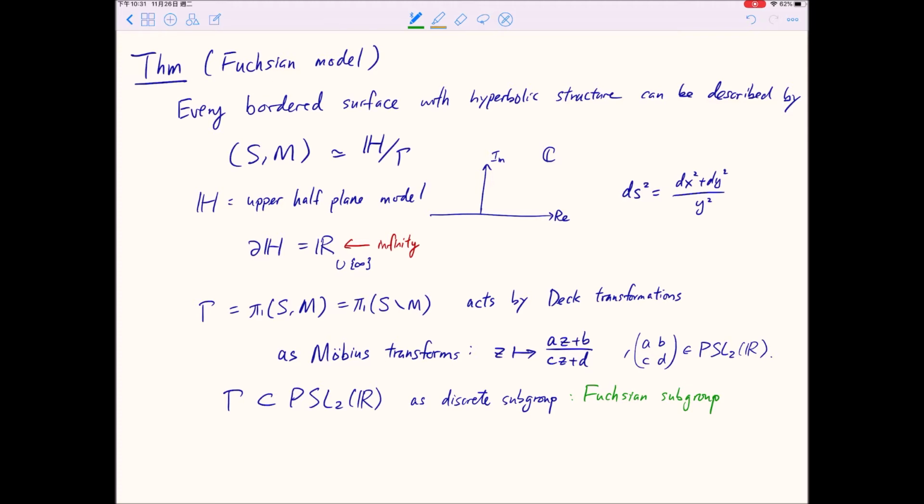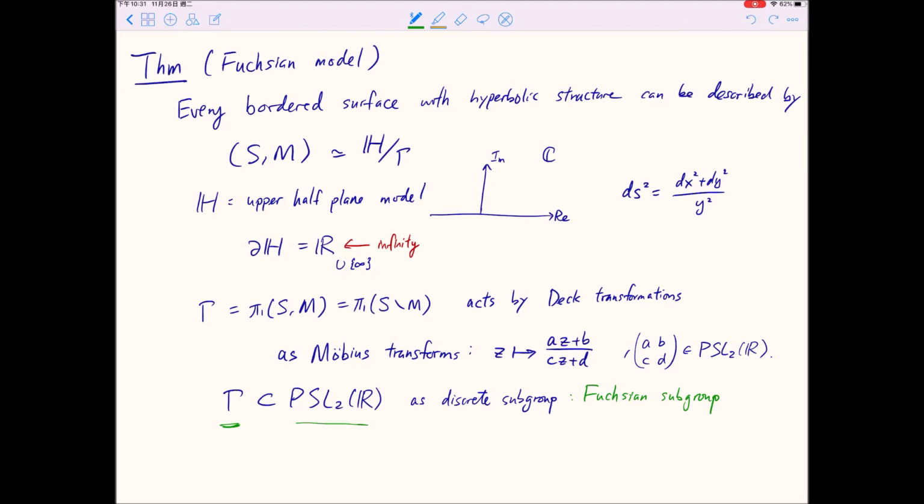So if you look at the universal cover of your surface, it will be the upper half plane model, and then you can obtain your surface by quotienting out this upper half plane by the action of a discrete subgroup of PSL2R. So basically, you identify the orbits of the points on the upper half plane, and in particular, the hyperbolic metric of this upper half plane will descend to a hyperbolic metric on your surface with constant curvature -1.